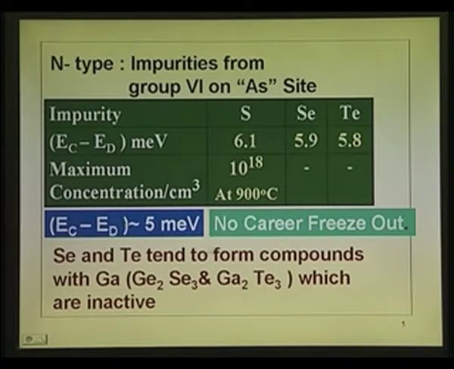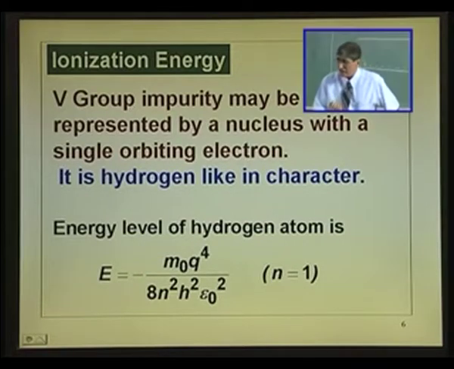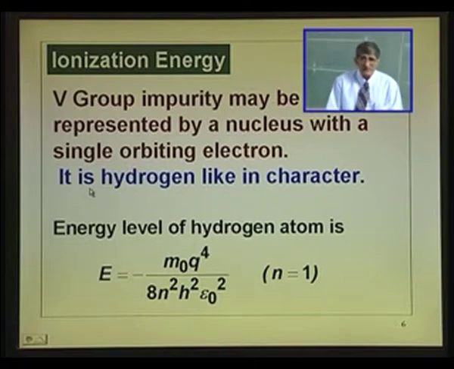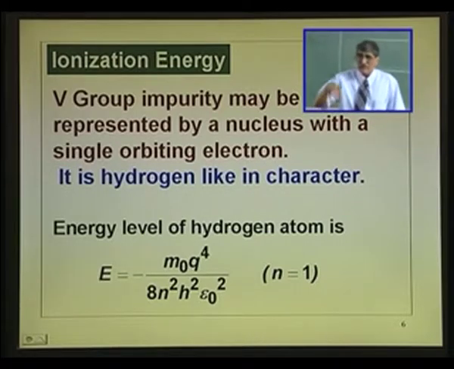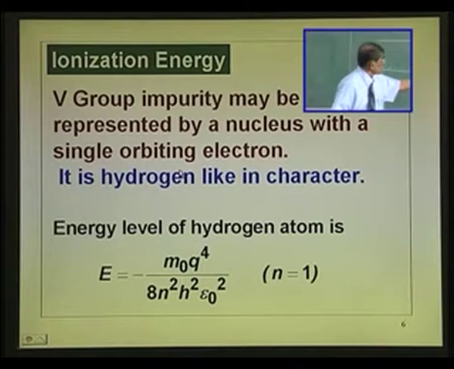After seeing what could be the reason for this low ionization energy, an explanation for that, because after all we would like to see why it is so low compared to silicon. If you recall, when you discussed the silicon ionization energy, there is a simple model for this. The fifth group impurity in silicon may be represented by a nucleus with a single orbiting electron. If you take gallium arsenide, it is sixth group sitting on the arsenic side. So, what you are telling is a donor. The donor, shallow donor, can be represented by means of a nucleus with a single orbiting electron, like that.